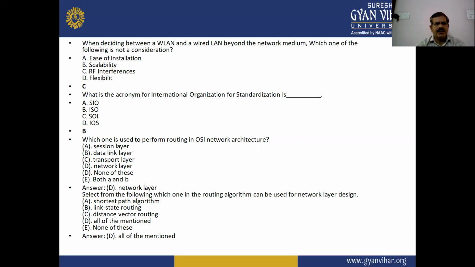Next question: what is the acronym for International Organization for Standardization? A, SIO; B, ISO; C, SOI; D, IOS. So the correct option is B, ISO, that is the acronym for International Organization for Standardization.